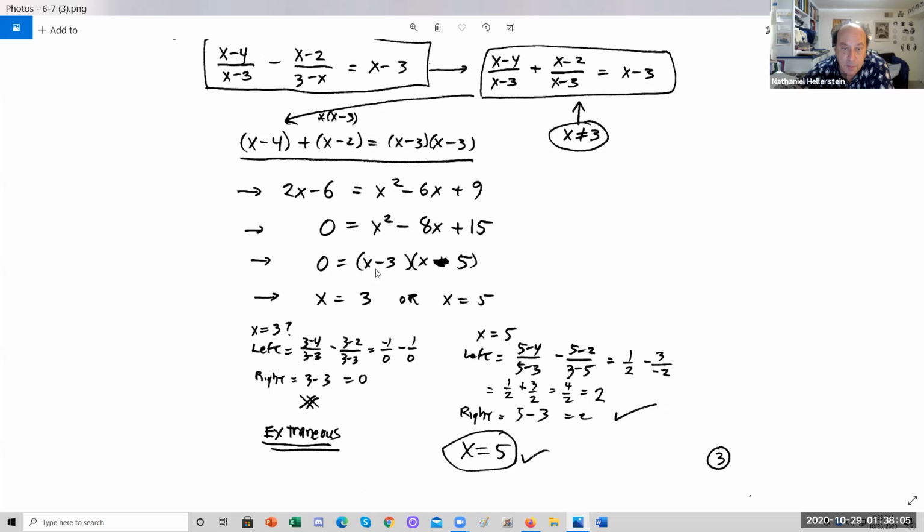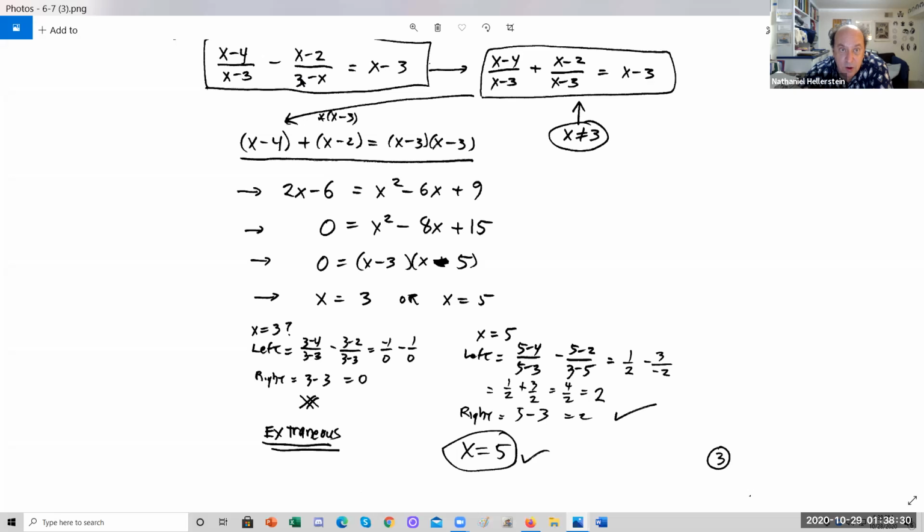And then, well, either this is 0, so x is 3, or this is 0 and x is 5. Again, we need to check, and if we do that, we'll get infinities on the left and 0 on the right, and that's not really looking good, so we rule that out. We throw in 5, however.